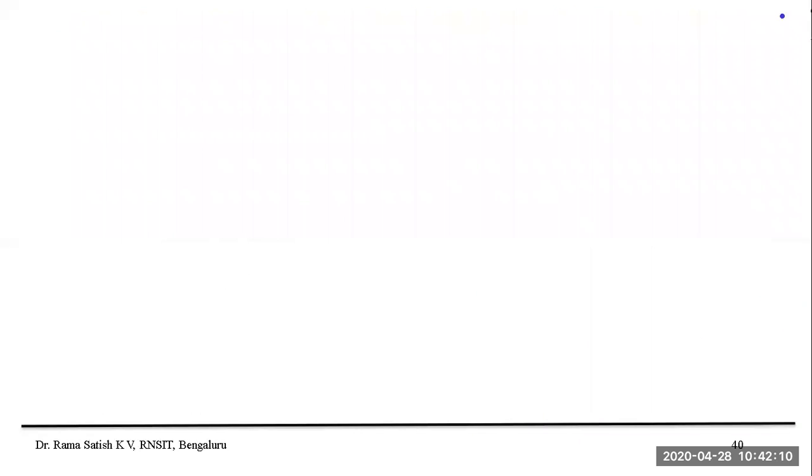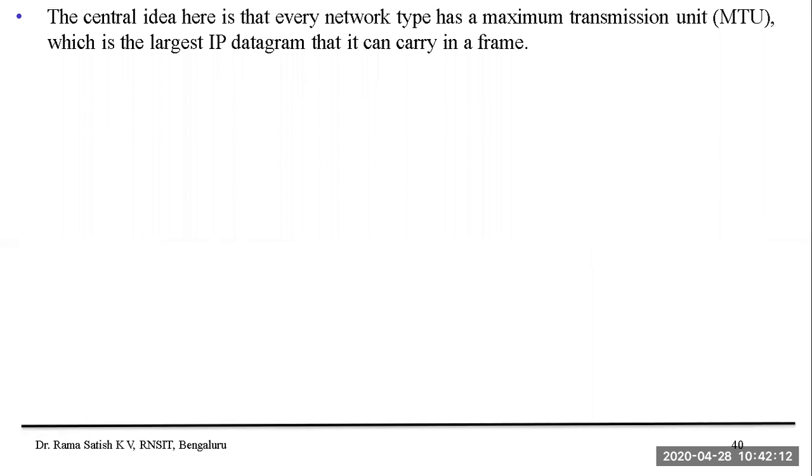So what is it that we are doing? The central idea is that every network type has a maximum transmission unit. We call it MTU. Every network has an MTU, which is the largest IP datagram that it can carry in a frame.